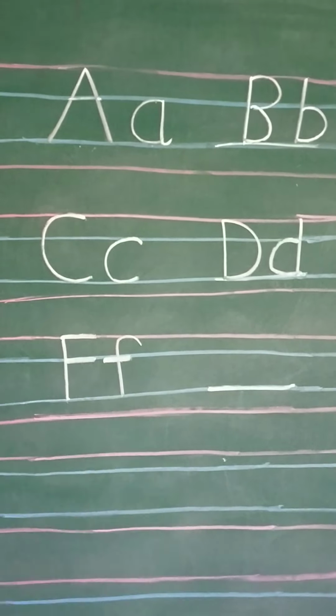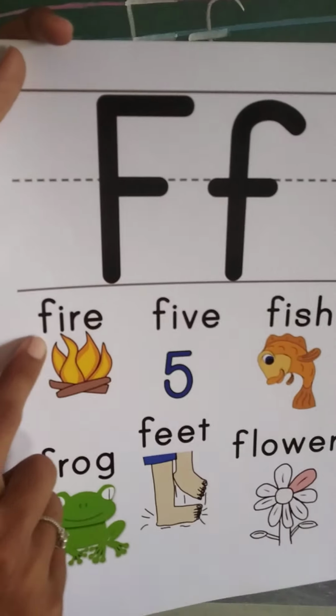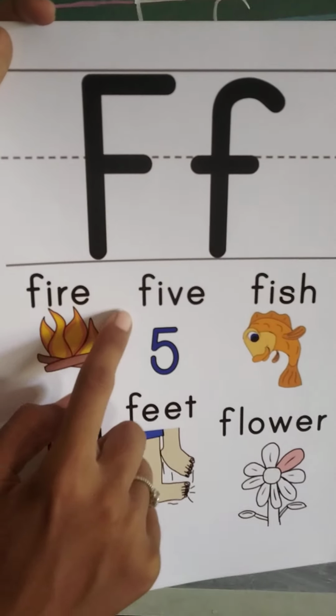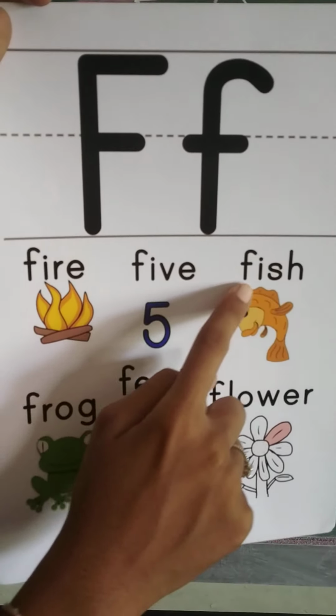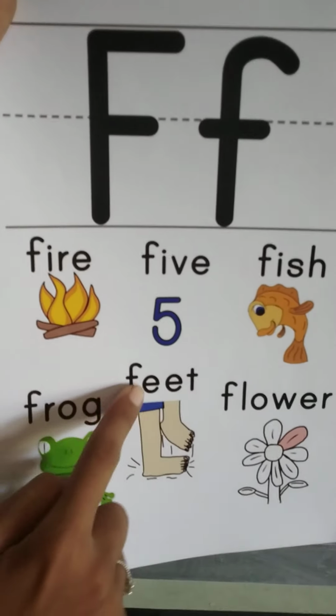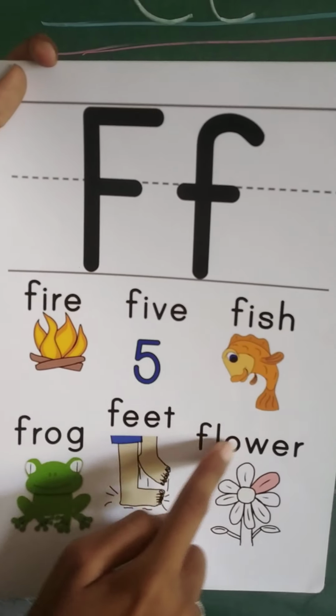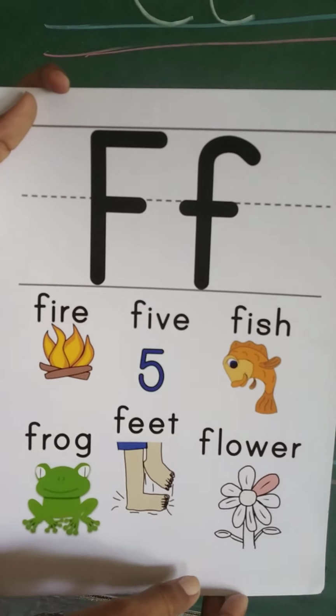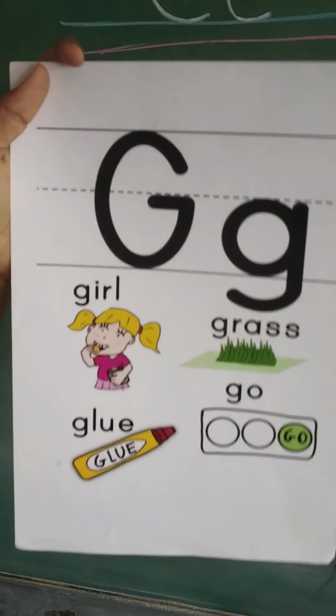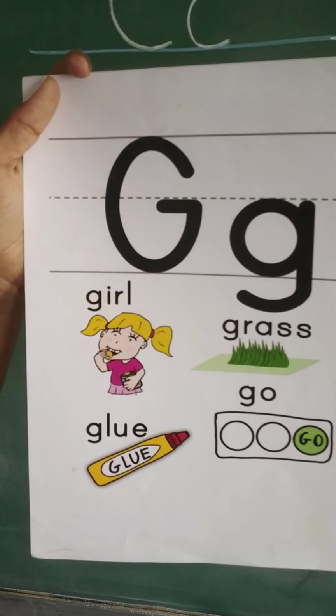Look here. F. What is the sound of F? F for fire. F for five. F for fish. F for feet. F for frog. F for flower. Now F after which letter? Letter G. What is the sound of G?